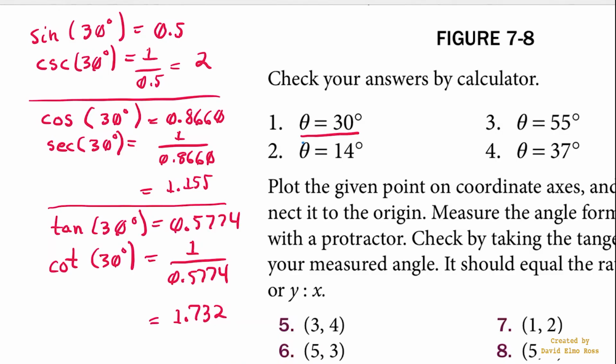Here we've summarized the results for the degree 30. Sine is 0.5, cosecant is 1 over that, which is 2, cosine is 0.866, secant is 1 over that, which is 1.155, tangent is 0.5774, and cotangent is 1 over that, which is 1.732.